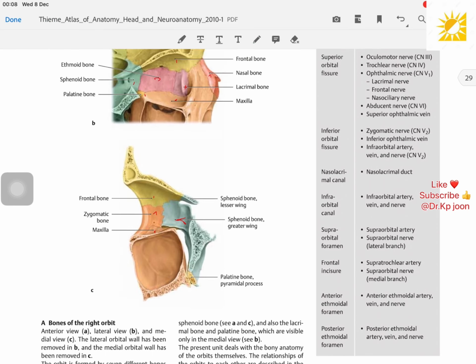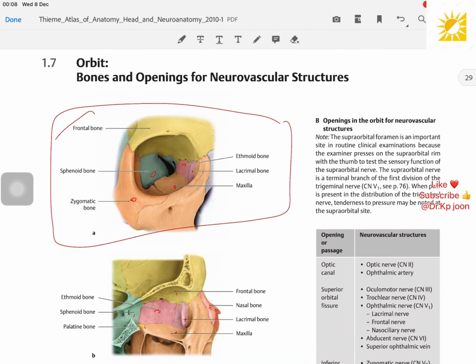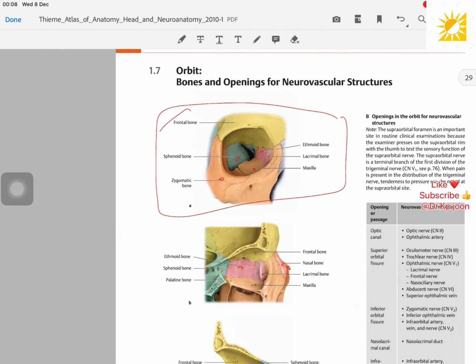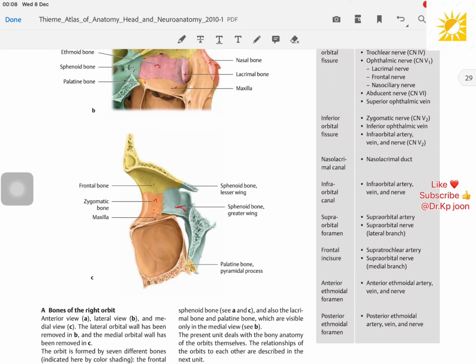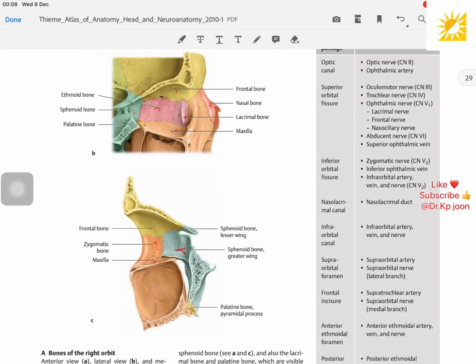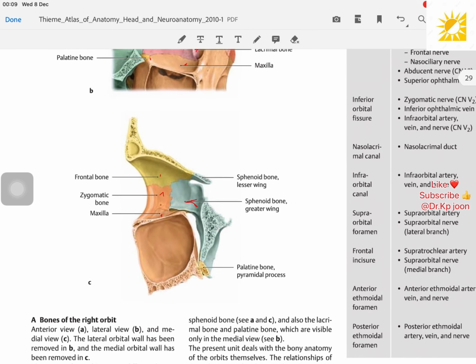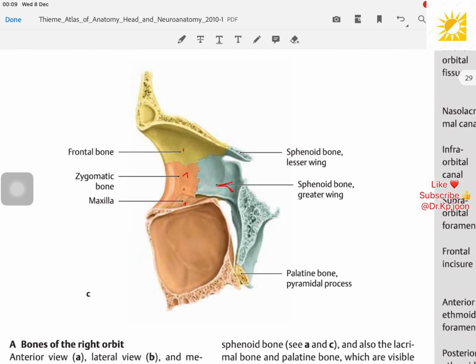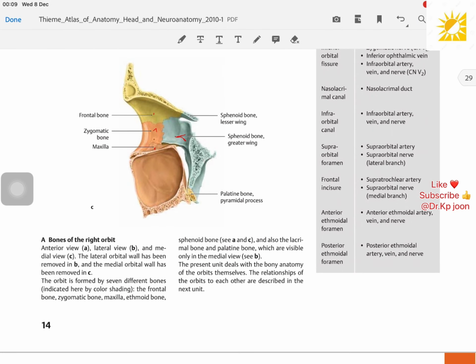A is the anterior view, and B is the lateral view, and C is the medial view. See, so now we are talking about the bones of the right orbit: anterior view, lateral view, and medial view. The lateral orbital wall has been removed in B, and the medial orbital wall has been removed in C.